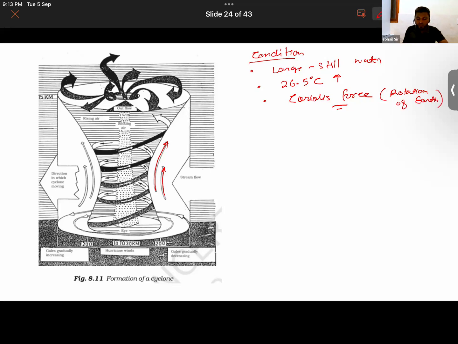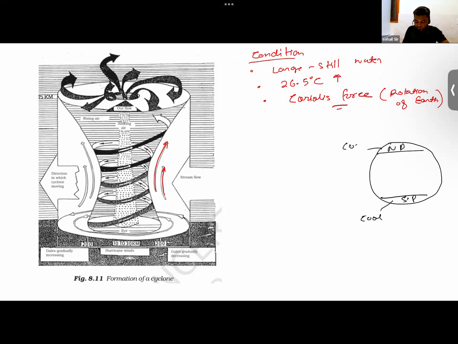Okay. So just let me give you a glimpse of what Coriolis force actually is. For example, you see this is your North Pole and this is your South Pole. The temperature here is cool, here it is also cool. It means the pressure is more here, the pressure here is also more. And this is your tropical region, Tropic of Cancer. So this much of region is called the tropical region, and since sunlight directly falls here, the temperature is supposed to be more. It means the pressure here will be low.